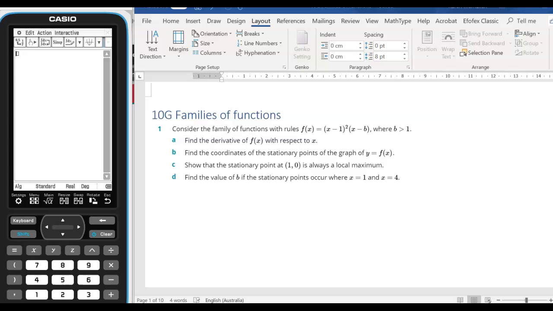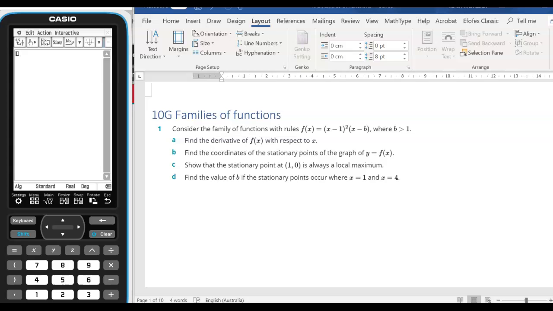Question 1: consider the family of functions with rules f of x equals and so on, where b is greater than 1. Remember, it's always important to take note of any conditions on variables. So b has to be greater than 1, which is important when we do some questions later on.